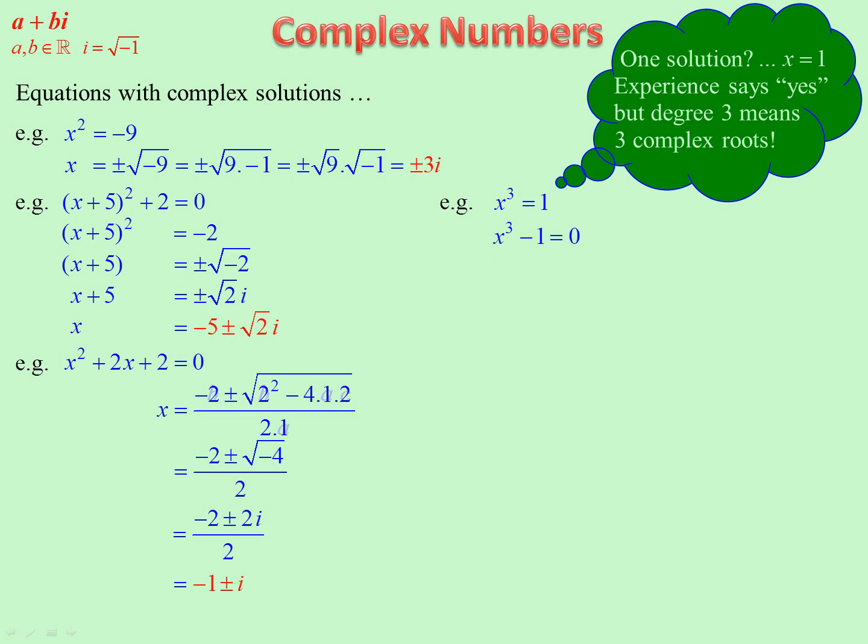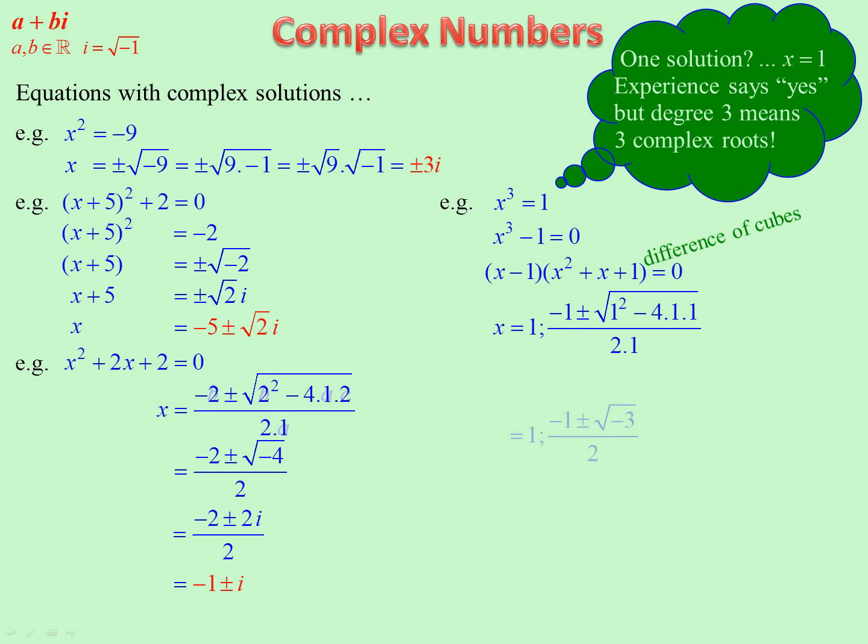I hope you remember that there's a way to factorize that. It's called difference of cubes. x minus 1, then you square the first, multiply the 2 together and change the sign, square the last. Now that gives us an answer, and we use the quadratic formula on that one. And the square root of negative 3 is root 3 i. And there are 3 answers.